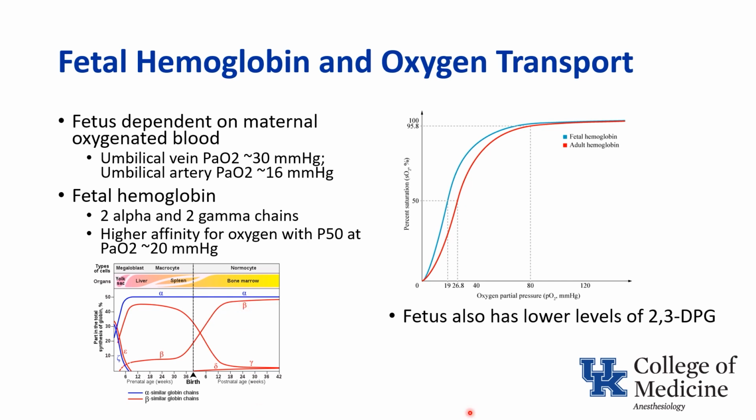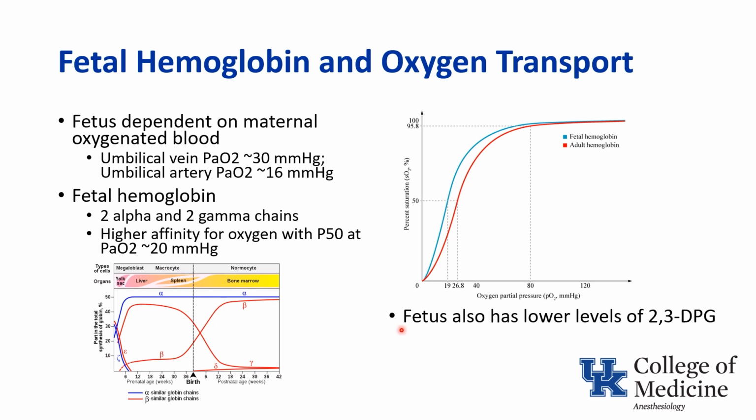Now, fetal hemoglobin has a higher affinity for oxygen, with a P50 at a PaO2 of 20. As a reminder, the P50 is the PaO2 at which hemoglobin is 50% saturated with oxygen. In adults, hemoglobin A has a P50 around 27, whereas fetal hemoglobin has a P50 around 20. So in essence, the hemoglobin dissociation curve is shifted to the left in the fetus.